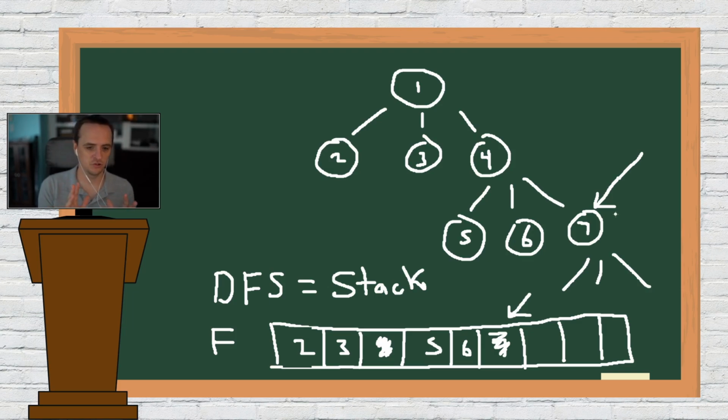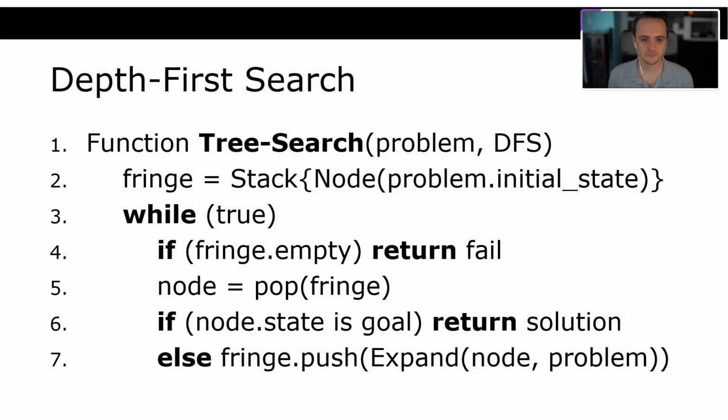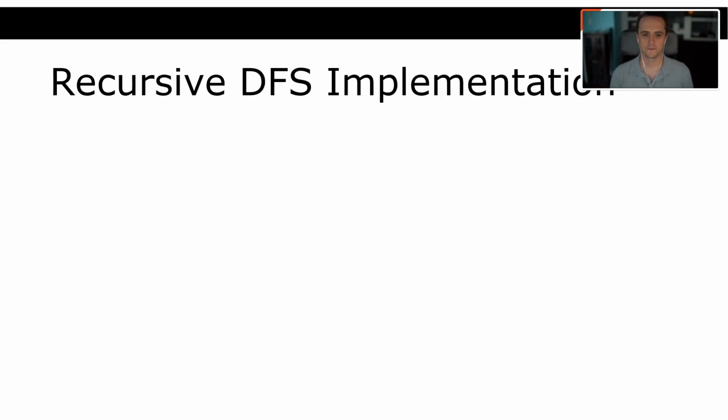So that is the difference between BFS and DFS and how it operates within the search algorithm and why they're so similar. So they do different things, but they're so similar in terms of their algorithm. Okay. So again, DFS uses a stack, BFS uses a queue. That's the only difference. Okay.